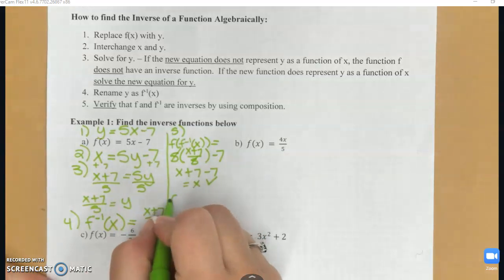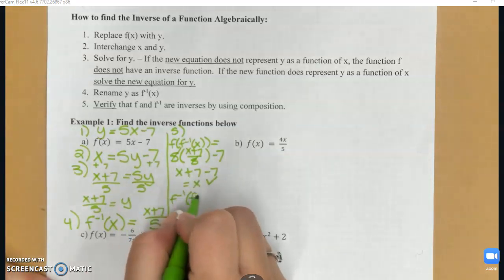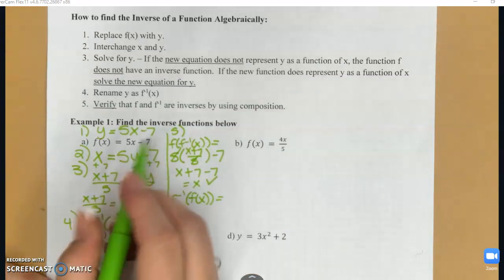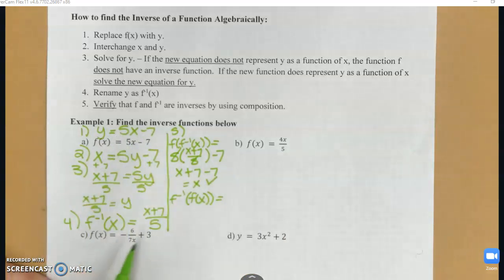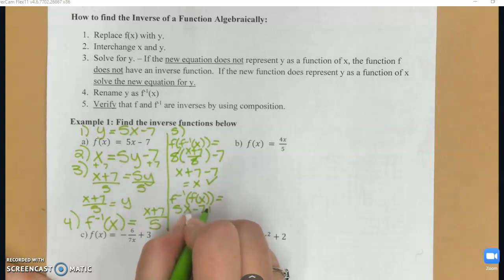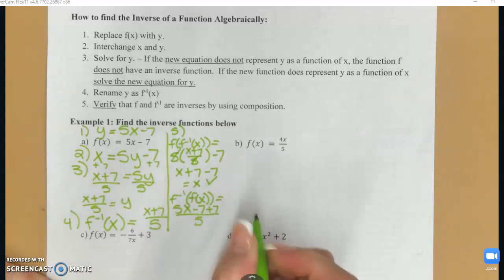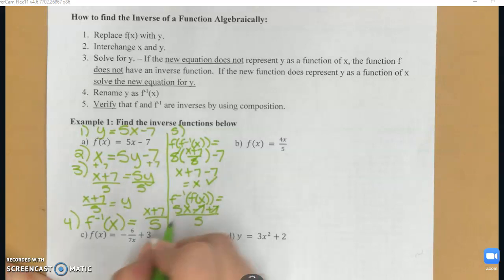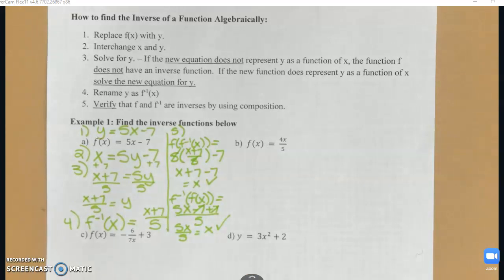Now I have to do it the other way. I'm going to plug f into the inverse, which means I'm taking 5x minus 7 and putting it right there for x. So 5x minus 7 plus 7 over 5. These add to 0, so I get 5x over 5, which is x. So that's how I know I've done it correctly.